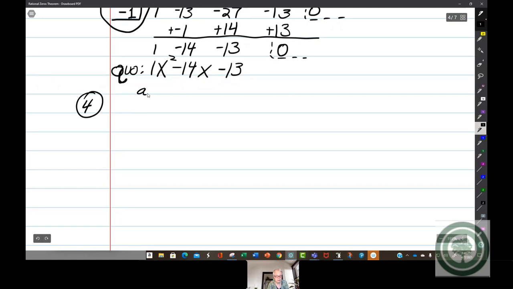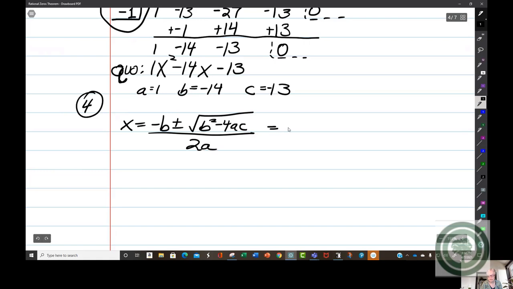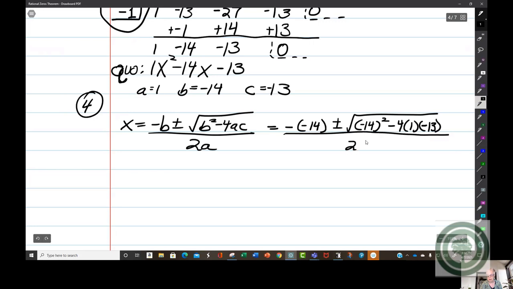Okay, well, A is 1. B is negative 14. C is negative 13. Almost done. So we're going to use the quadratic formula to find the other zeros. X equals negative b plus or minus the square root of b squared minus 4ac all over 2a. And that equals negative 14 plus or minus the square root of negative 14 in parentheses squared minus 4 times 1 times negative 13 all over 2 times 1.